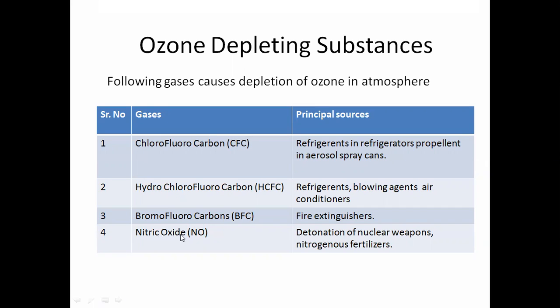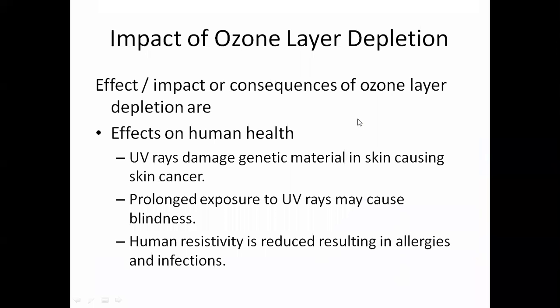Okay. So next you have nitric oxide. This is produced by nitrogen fertilizers also, and by the detonation of nuclear weapons. So next, this is the last thing I'm doing now, last 7 minutes remaining. It means what are all the effects you will see due to this ozone depletion. So this is the last concept.